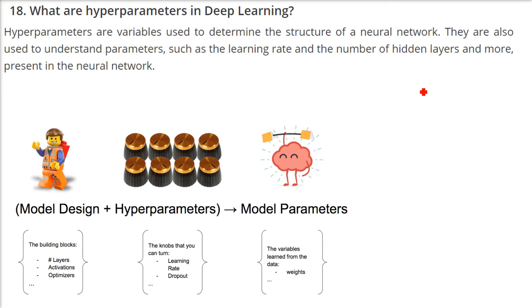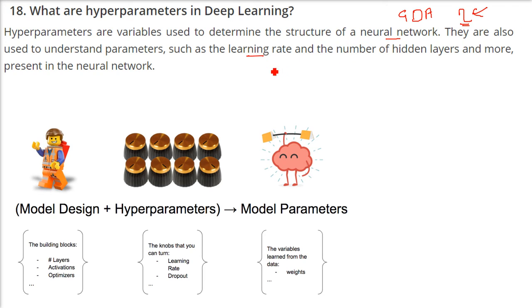What are hyperparameters in deep learning? So I told you about gradient descent. So the eta is there. What is eta? Eta is a learning rate. So it is a hyperparameter. So hyperparameters are variables used to determine the structure of a neural network. They are also used to understand the parameters, such as the learning rate I gave you as an example. For example, the number of hidden layers is also there. The number of epochs is also there.